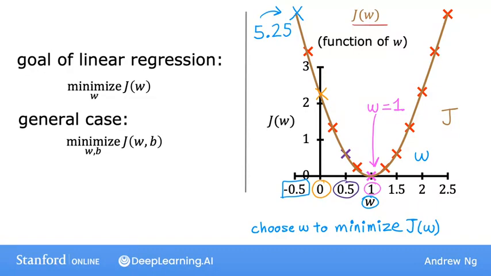So to summarize, you saw plots of both f and j and worked through how the two are related. As you vary w or vary w and b, you end up with different straight lines. And when that straight line passes close to data, the cost j is small. So the goal of linear regression is to find the parameters w or w and b that results in the smallest possible value for the cost function j.